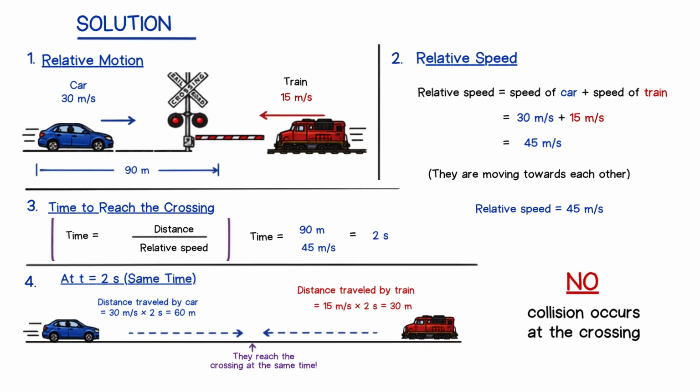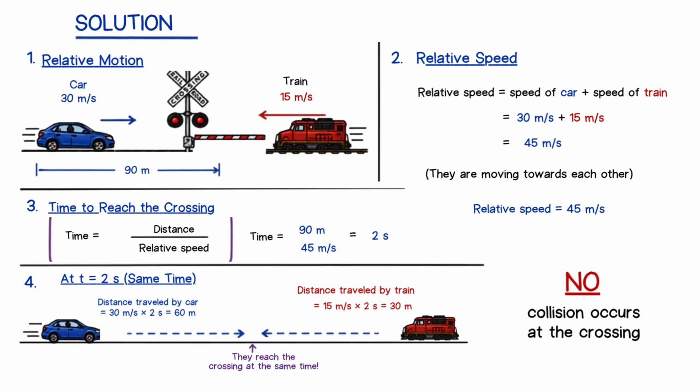In 2 seconds, the car travels 60 meters and the train travels 30 meters. This means they reach the crossing at the same time. Therefore, the car will not cross safely. A collision occurs at the crossing.